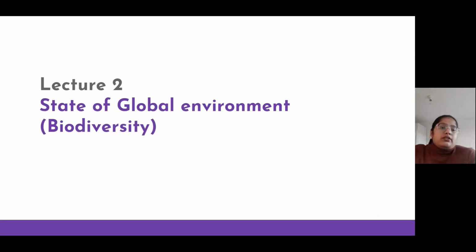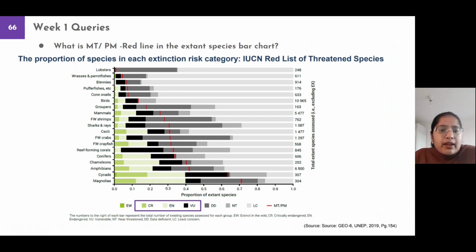So moving on, queries from lecture 2, which is on the state of global environment, biodiversity. So what is the MT or PM red line in the extant species bar chart? Okay, so I believe the learner was pointing towards this graph, which shows the proportion of species in each extinction risk category. And this is based on the IUCN Red List of threatened species.